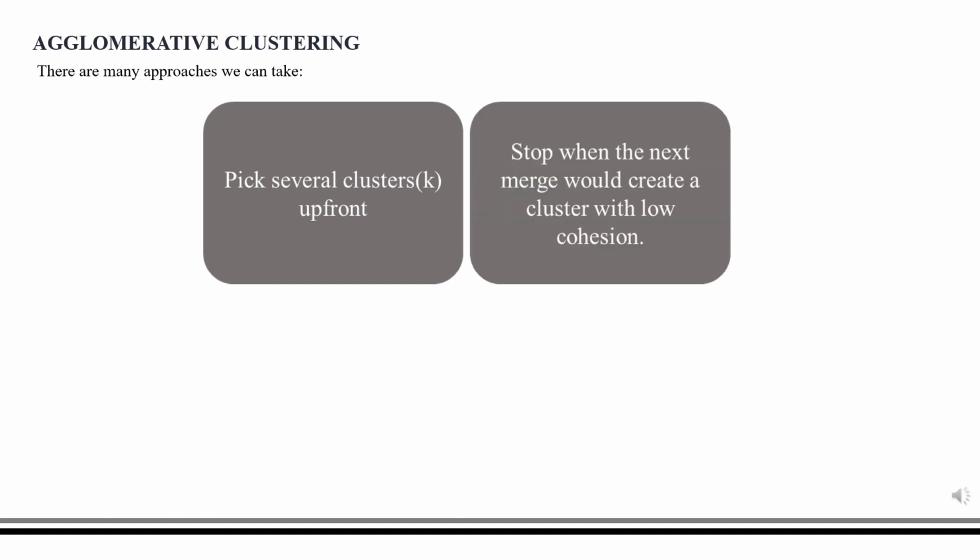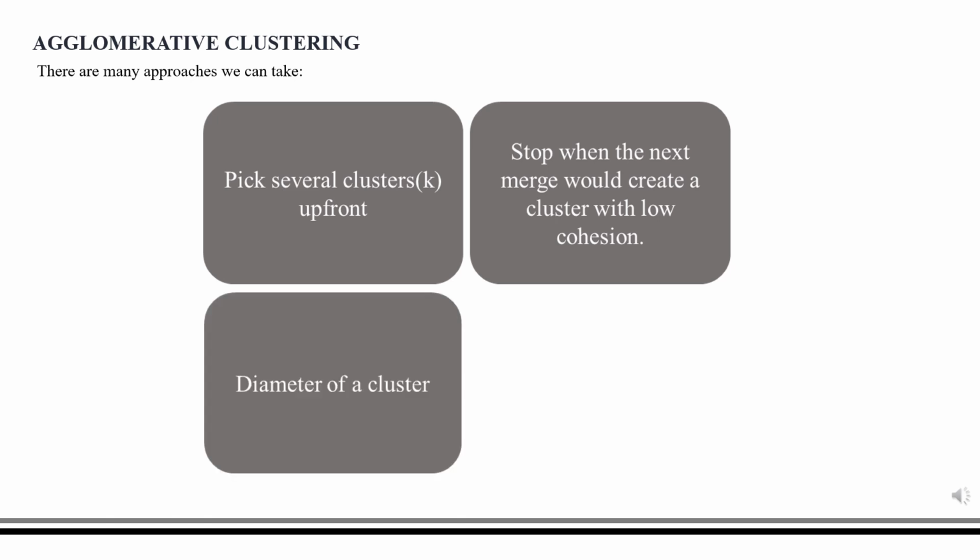There are many approaches you can take to stop combining clusters. Approach 1. Pick several clusters K up front. When we don't want to look at 200 clusters, we pick the K value. We decide the number of clusters, say, the first 6 or 7, required in the beginning, and we finish when we reach the value K. Approach 2. Stop when the next merge would create a cluster with low cohesion. We keep clustering until the next merge of clusters creates a bad cluster setup.